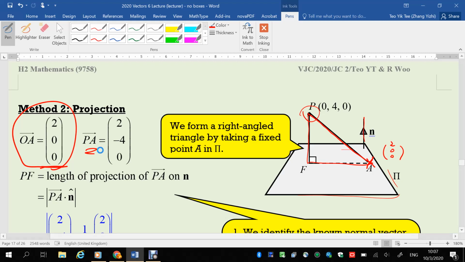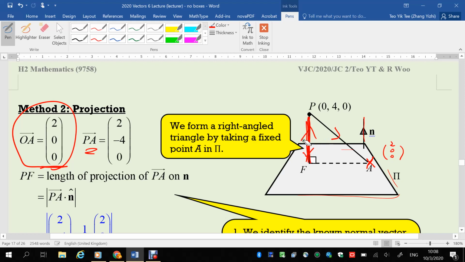Next, analyze what do you have. In the equation of the plane, I don't have a direction vector. I have a normal vector. So actually I have this thing. Whether your arrow is up or arrow is down, the choice is yours. Not really important right now. So what I have is PA, and I have the normal vector.